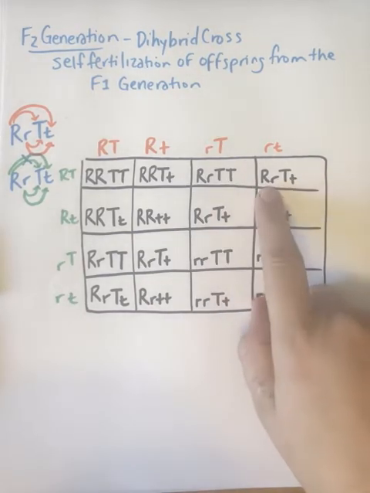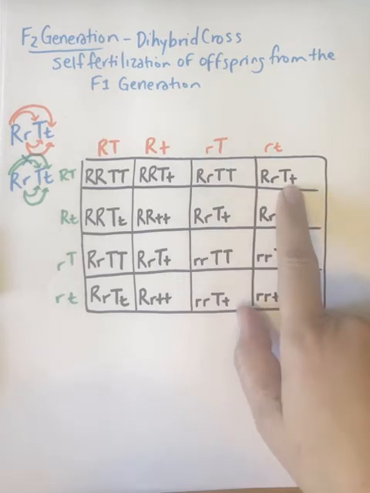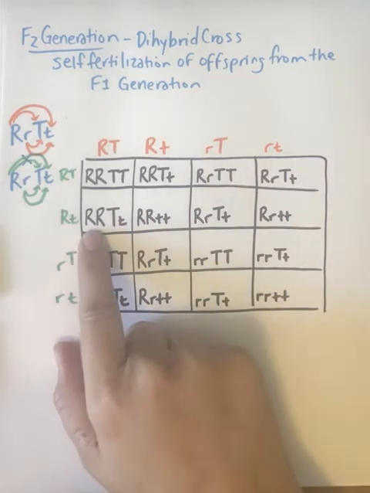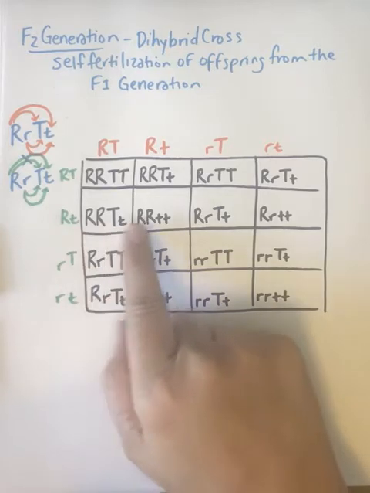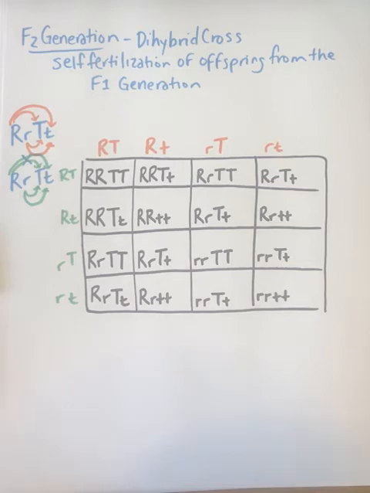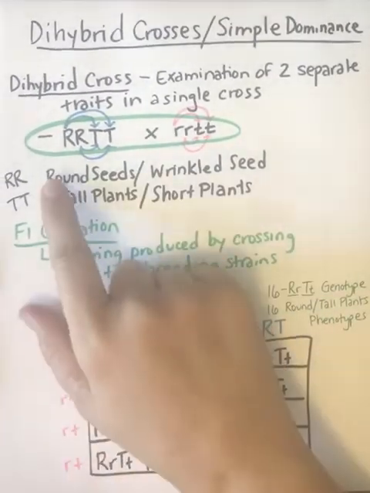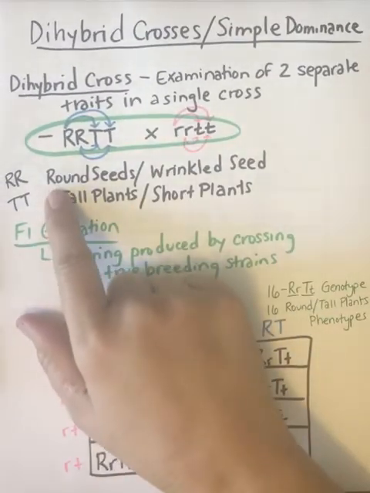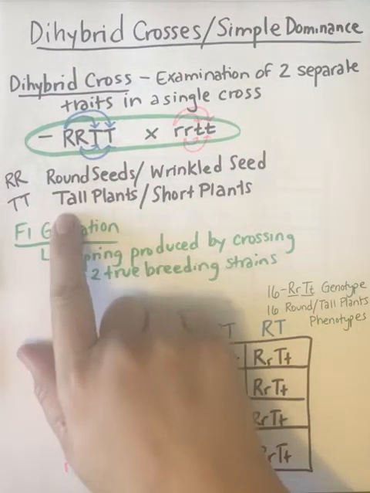The fourth one, heterozygous round, heterozygous tall. The next one, homozygous round, heterozygous tall. Homozygous round, homozygous recessive, short. So when we do the phenotypes for the F2 generation, we have to understand what the dominant traits are. So we always start with round, this is the dominant trait, and tall.